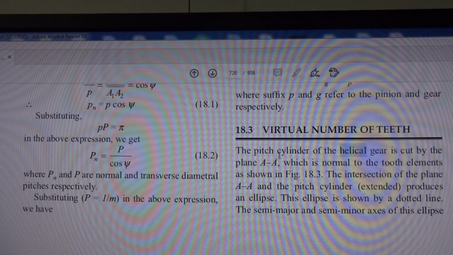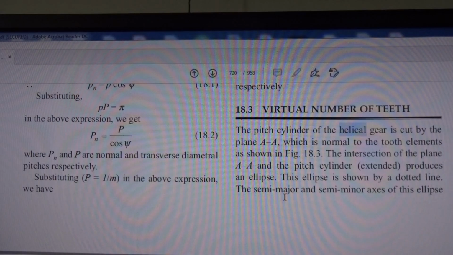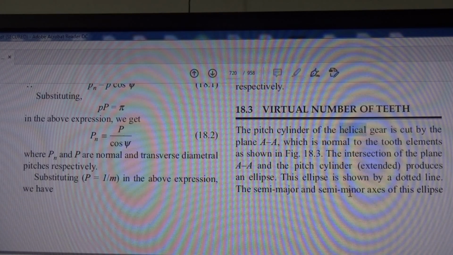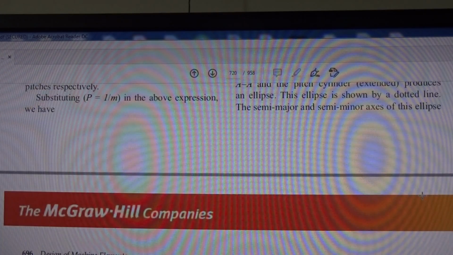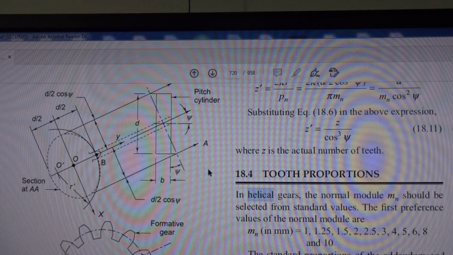If the pitch cylinder of a helical gear is cut by a plane AA, which is normal to the tooth element, as shown in the figure, the intersection of the plane AA and the pitch cylinder extended produces an ellipse. The ellipse is shown by the dotted line. This is the ellipse which is normal.